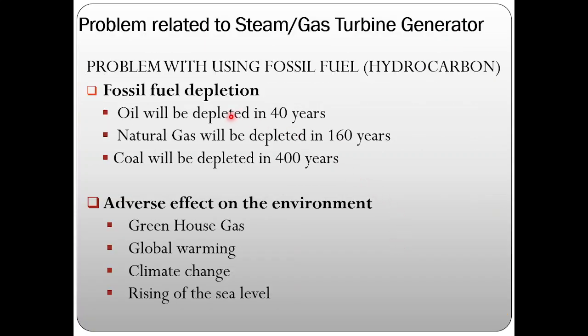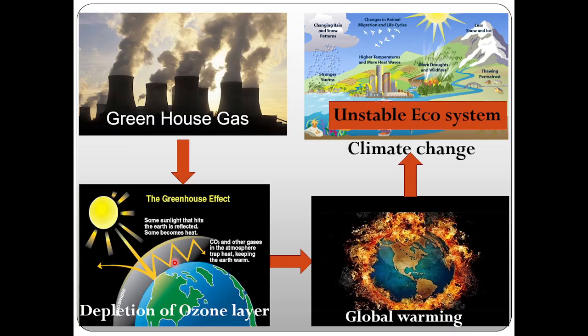Regarding the conventional gas steam turbine generator, there are two major problems. First is the depletion of petroleum sources, and second, the effect of burning petroleum on the environment. The greenhouse gases produced from burning petroleum affect the depletion of the ozone layer, which leads to global warming, climate change, and the rising of sea level that may lead to the biggest global flood.